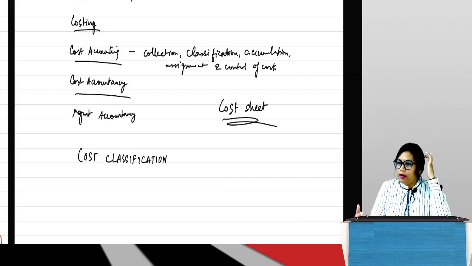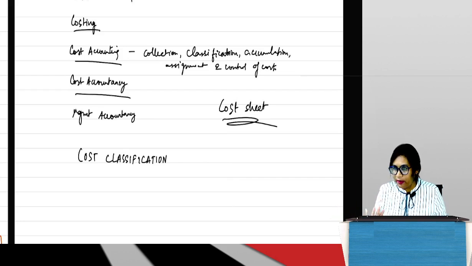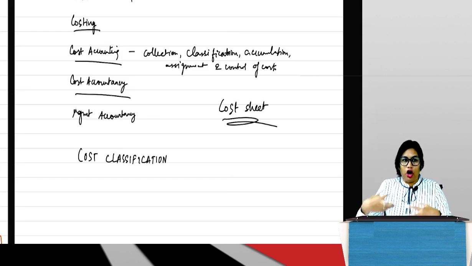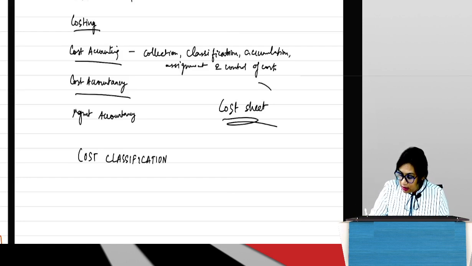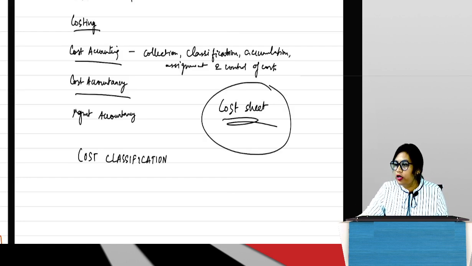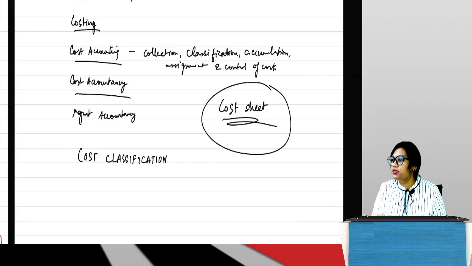Why? So that we can fix the selling price if we don't have the selling price, or arrive at the profitability. So in order to do that, we need this cost sheet. Cost sheet is nothing but a statement which shows the total costs, the profits and the selling price. Okay, so why are we studying this particular chapter? We are studying this particular chapter because we need to arrive at the cost sheet.